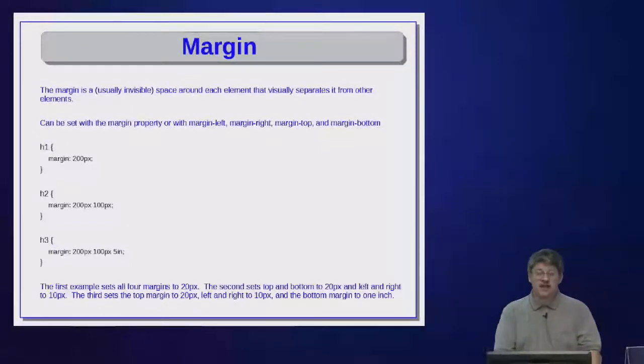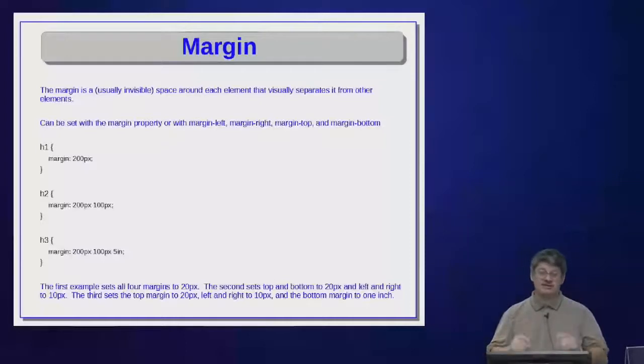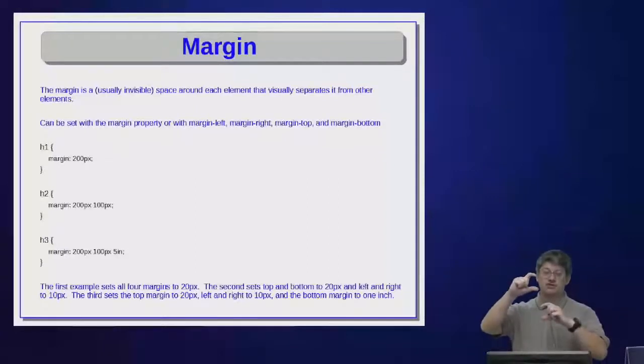Similarly, I can style an H2 tag. I can say H2, and in my curly braces, I can have a rule for H2 tags. That's a second level header, not quite as big and bold and as important as an H1 header. I'm going to say margin: 200 pixels space 100 pixels. Now the first dimension is going to be applied to the top and bottom margins. The second dimension is going to be applied to the left and right margins. So my top and bottom margins will be 200 pixels wide. My left and right margins will be half that. They'll be only 100 pixels wide.